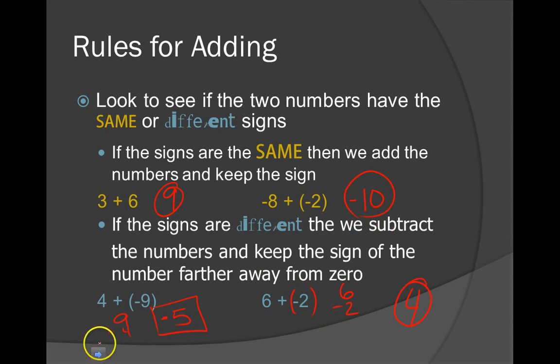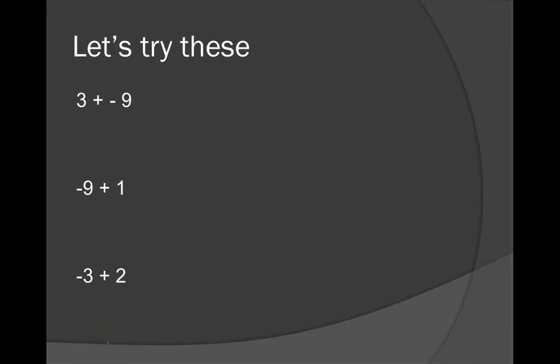So we're going to do lots of practice. This just takes lots of practice to get used to, so we're going to do lots of examples, and that's the best way to get these done. So let's try these. 3 plus negative 9. I have different signs, which means I subtract. So 9 minus 3 is equal to 6. And negative 9 is farther away from 0, so my answer is negative 6.